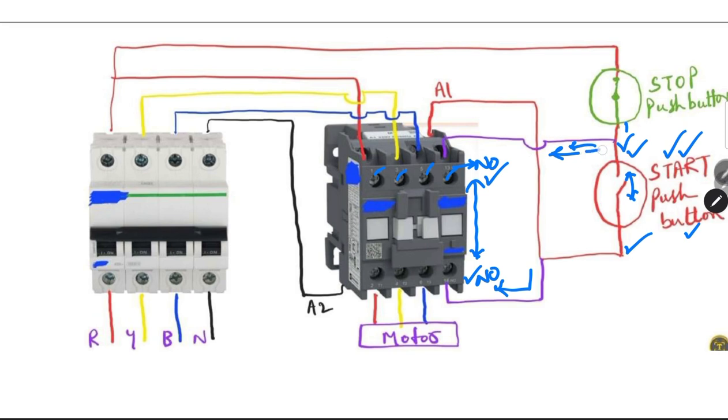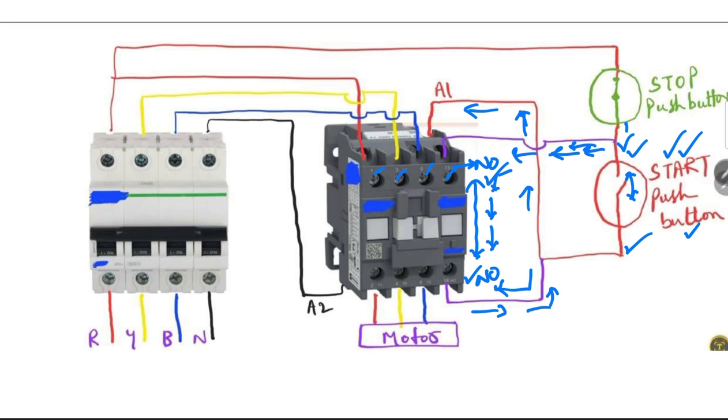See these arrows? The single phase supply has a parallel path through this NO contact. Even when we release the start push button, the supply still goes to the coil in this direction through this purple line. So the coil keeps getting supply continuously, and in this way the three-phase supply is supplied to the motor continuously. So this is how a power contactor holding circuit works, and this is the major advantage of using this holding circuit.